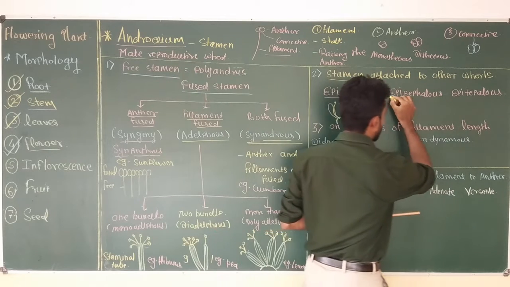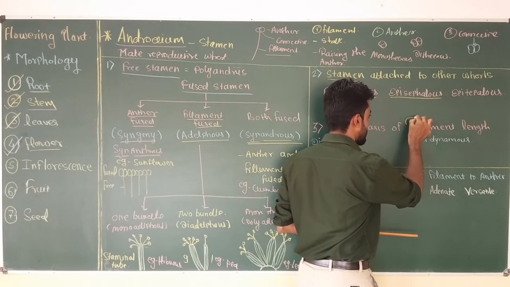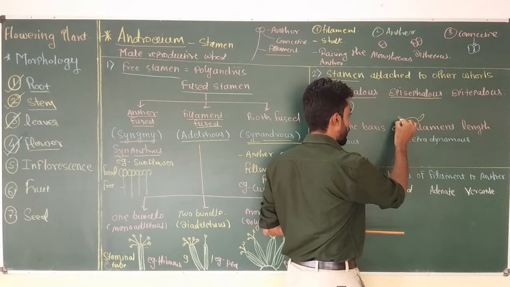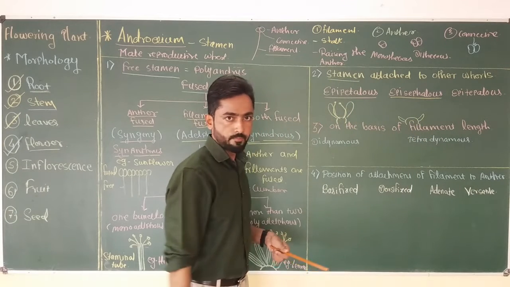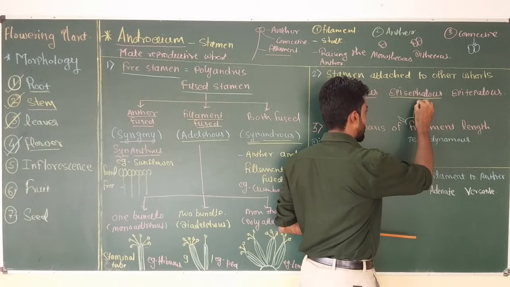Now in the case of episepalous, the name itself suggests, suppose this is the thalamus of the flower, which has sepals, small green colored structures. Inside the sepals, you can find large petals.